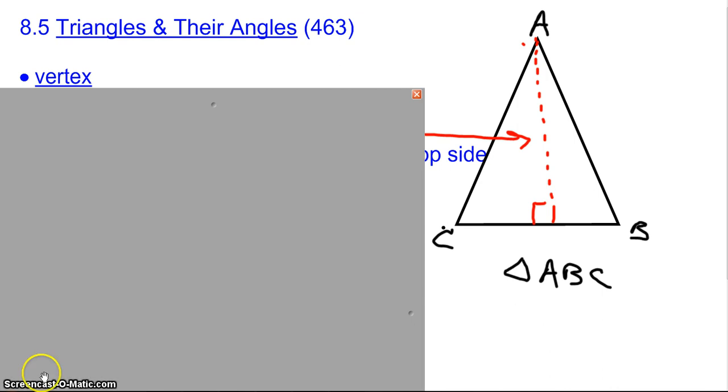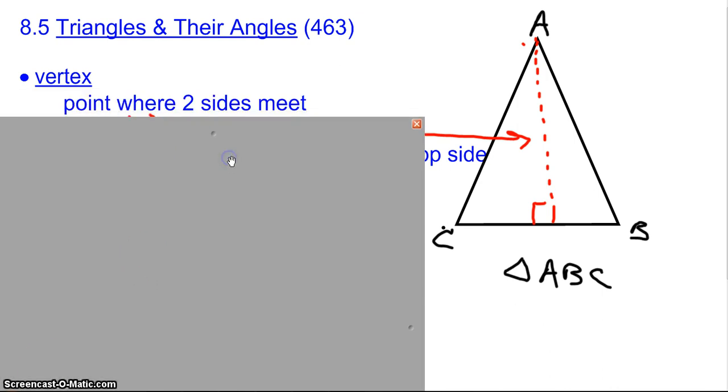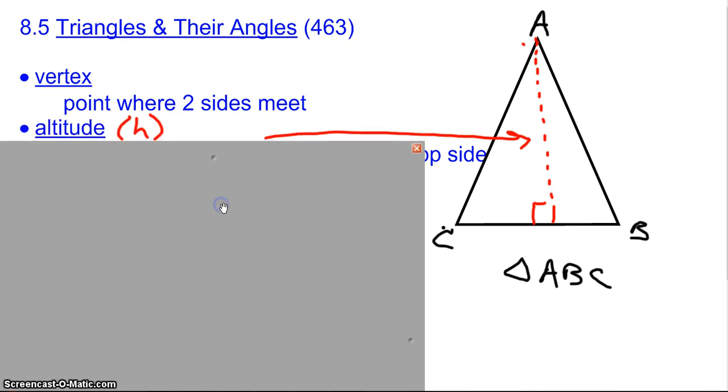Anyway. So vertex is a point where two sides meet. Okay, so a vertex has a V in it. So think of the place where two sides meet. Okay? For a triangle or for any planar figure, it's a polygon that has multiple sides, right?